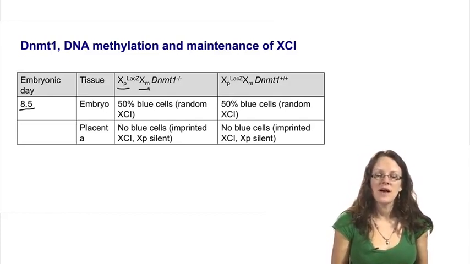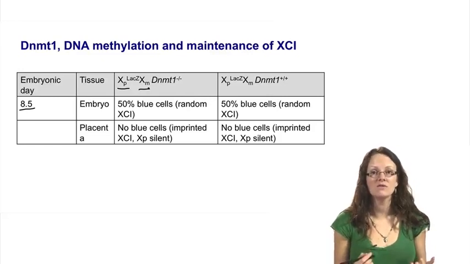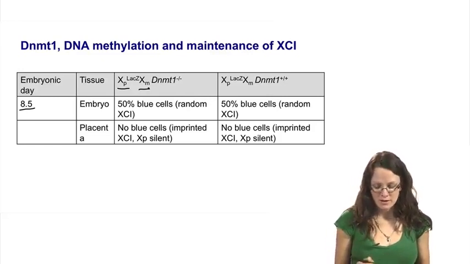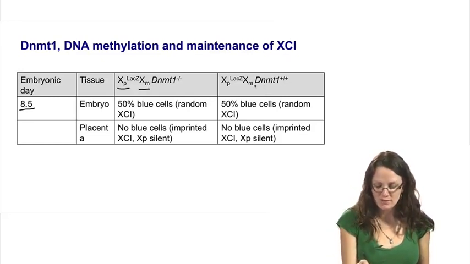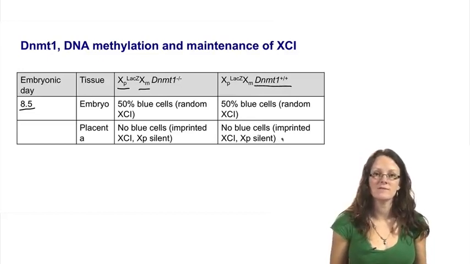This means that the paternal X chromosome having LacZ will mean that in the imprinted X inactivation that occurs in the placenta, LacZ will be silenced, or should be silenced. And so this means that you shouldn't find any expression of LacZ and no blue pigment in the placenta. So indeed, if you look at the wild type, the Dnmt1 wild type embryos, you find that there are no blue cells in the placenta. And so just as expected, because of imprinted X inactivation.